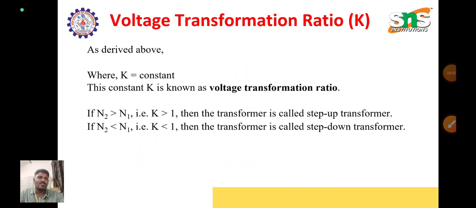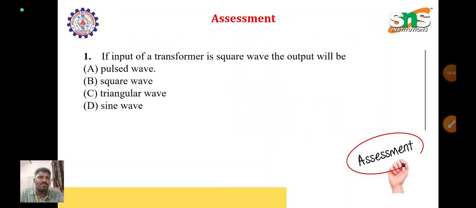Now the voltage transformation ratio. From the EMF equations of the transformer, E1 and E2, K is the transformation ratio. If the number of turns N2 is greater than N1, the transformation ratio K is greater than 1. This is called a step-up transformer. If the number of turns in the secondary N2 is less than N1, K is less than 1. This is a step-down transformer.